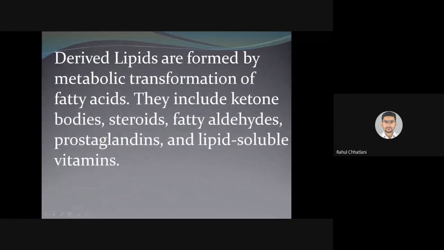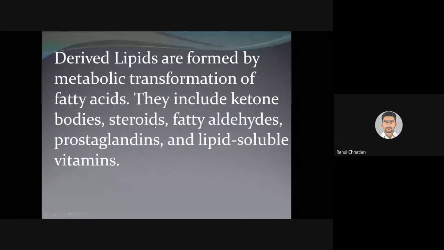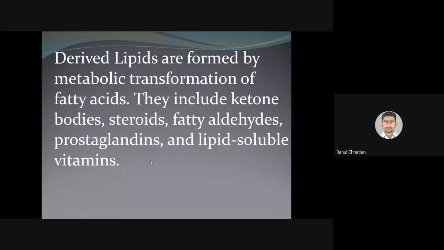These are formed by metabolic transformation of fatty acid. Metabolic transformation means through metabolism they are transformed. Metabolism happens in the body. Yes, so derived lipids are formed from fatty acids in the body, including the ketone bodies, steroids, fatty aldehyde, prostaglandin and lipid soluble vitamin. Depending on what is needed in the body, whichever has a lower concentration, the body will produce accordingly, it will make lipids, that is derived lipids.